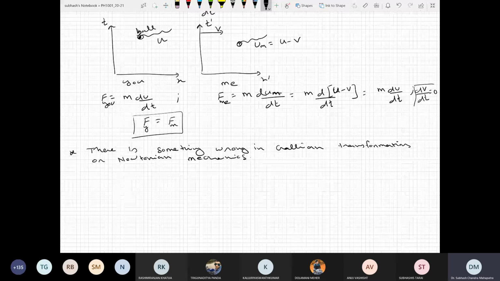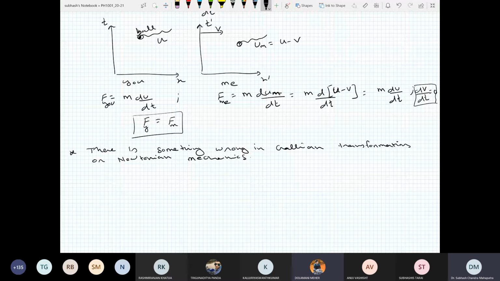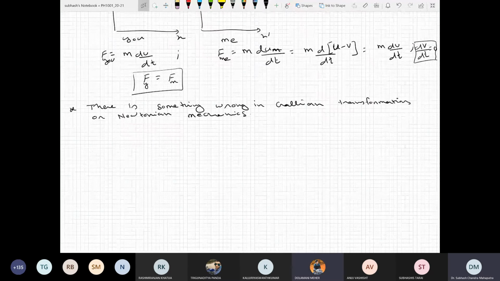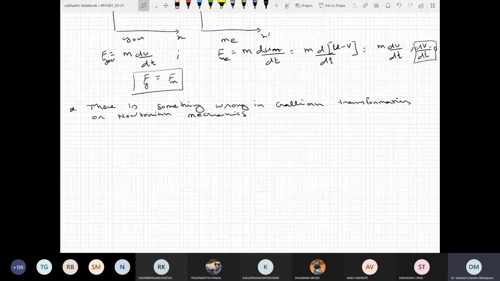Sorry, v is constant, so that means dv by dt is 0. If dv by dt is 0, then the force that you calculate on that ball and the force that I calculate in my frame are equal. So I was saying, there is something wrong and we have to figure it out. Then Einstein came and suggested many radical changes, and one of the radical changes was the loss of simultaneity.